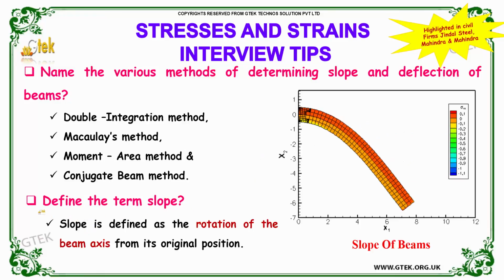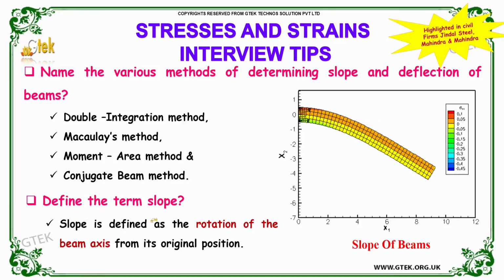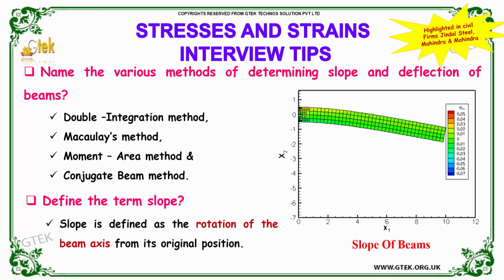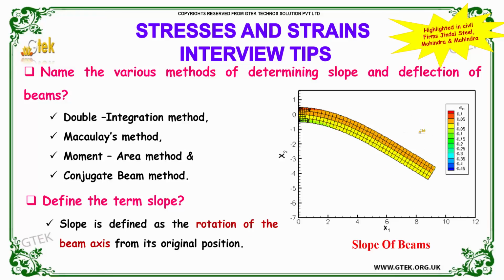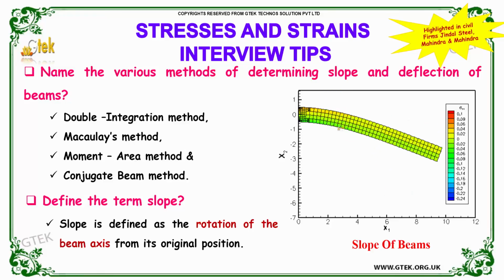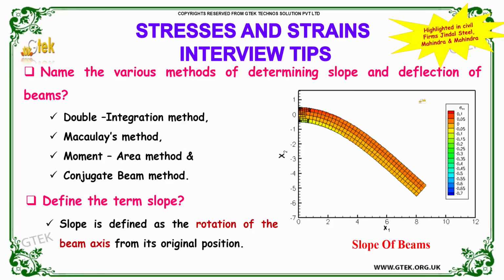Our next question is, define the term slope. Slope is defined as the rotation of the beam axis from its original position. So the amount of rotation that a beam does from its original position is known as the slope of a beam.